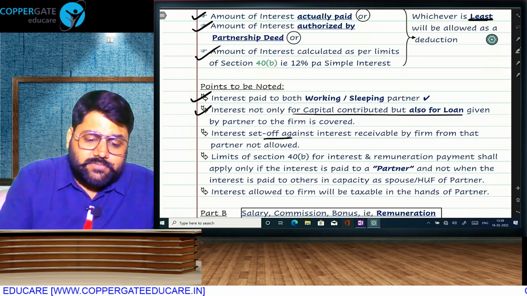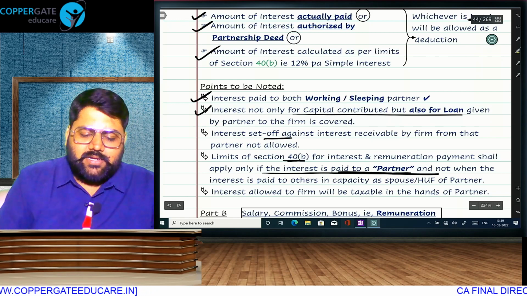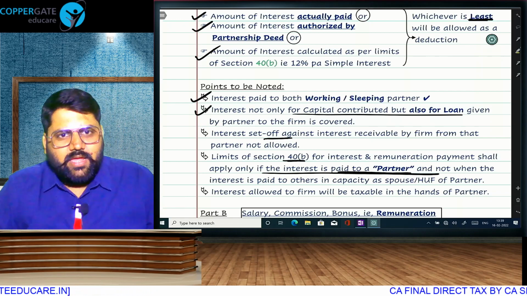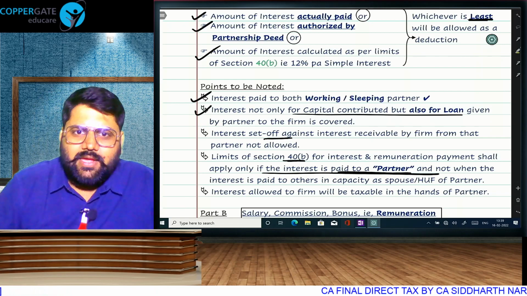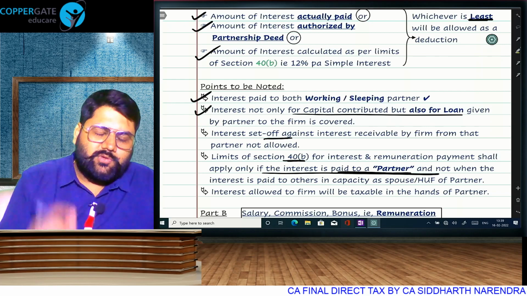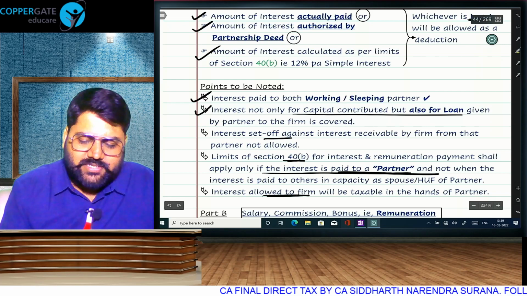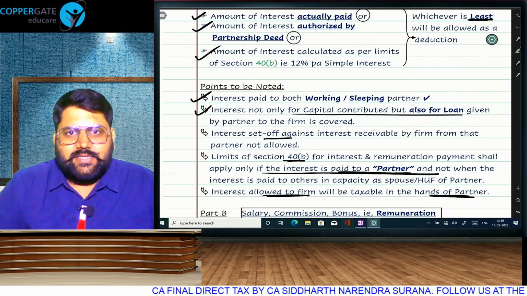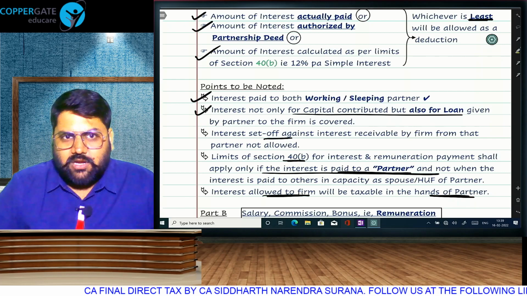The limit of 40B shall be applied only if interest is paid to a partner and not in any representative capacity. Supposing X is partner and we pay interest to X as Karta of X HUF, then 40B will not be applicable. 40B is applicable only if the receiver is a partner, and of course, whatever is allowed as a deduction to the firm will be taxable in the hands of the partner. This is the treatment of interest. You should remember the three limits. You can be tested on MCQs also.